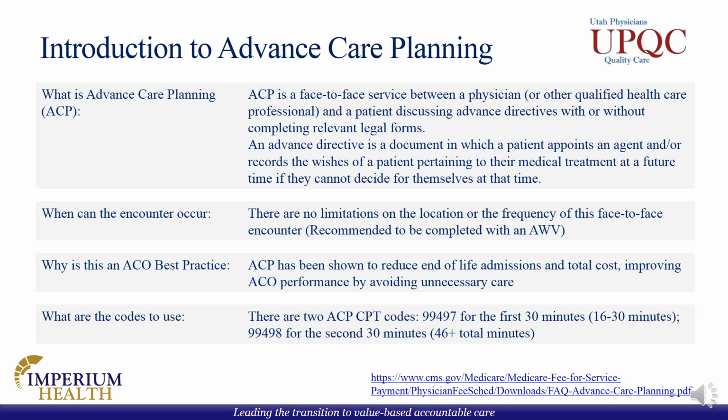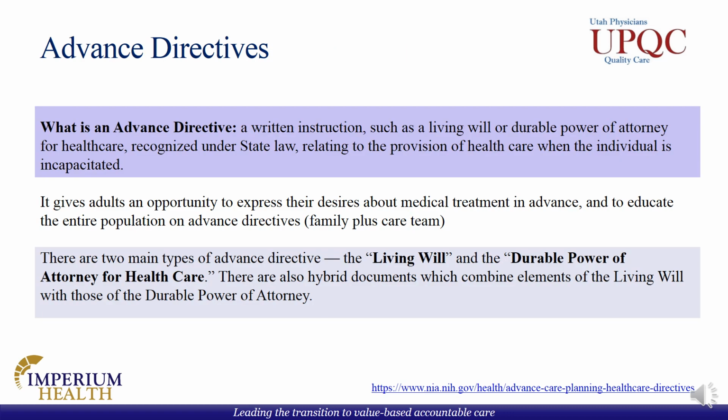Now, there's two codes that are going to be used with advanced care planning. The first, and definitely the most common, is a 99497. That's for the first 30 minutes of the encounter, and it's actually for minutes 16 through 45. And then if a discussion happens to go a little bit longer and it reaches the 46-minute mark, then you would use an additional 99498 code to bill for both of them. That 99497 is typically reimbursed at around $85, and 99498 is typically reimbursed around $75.